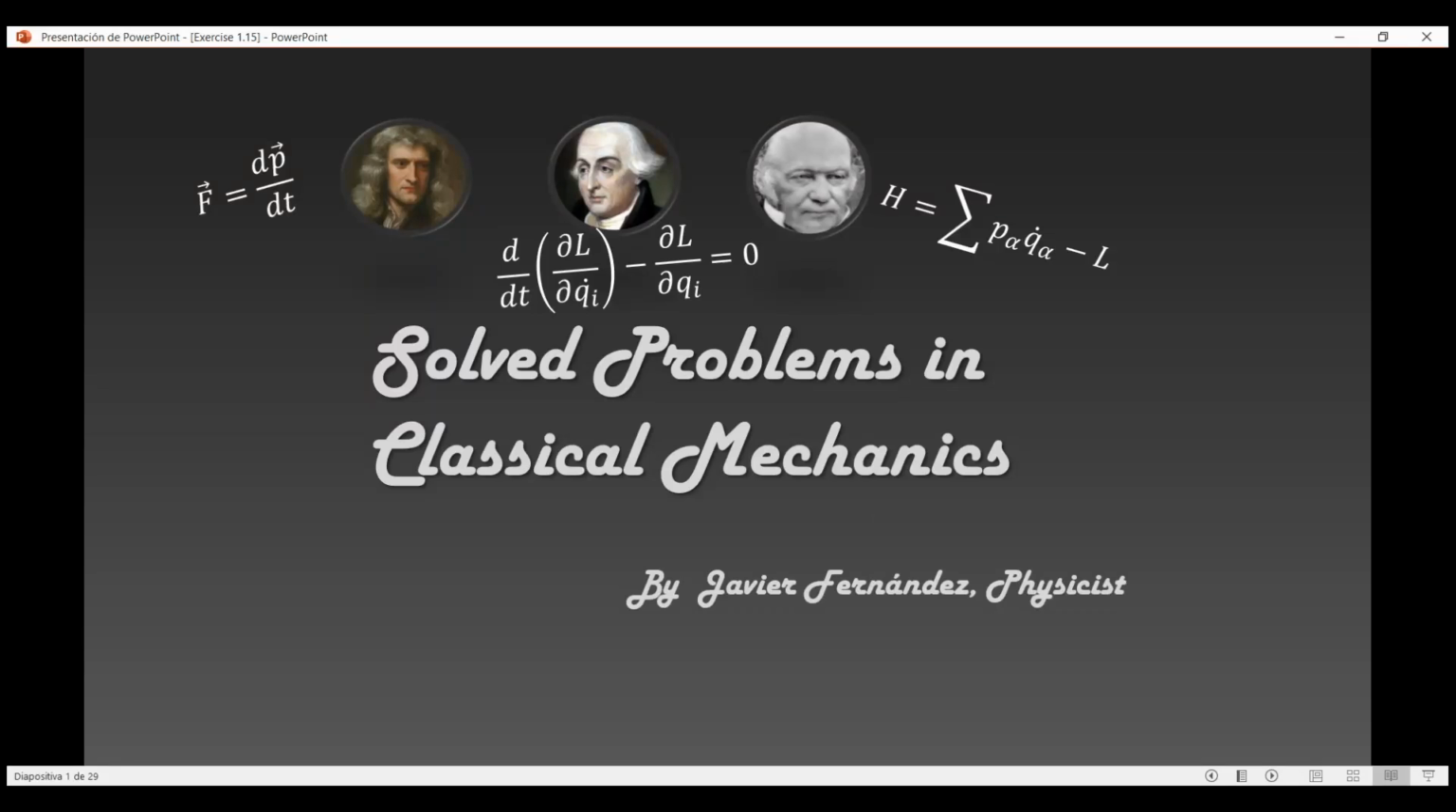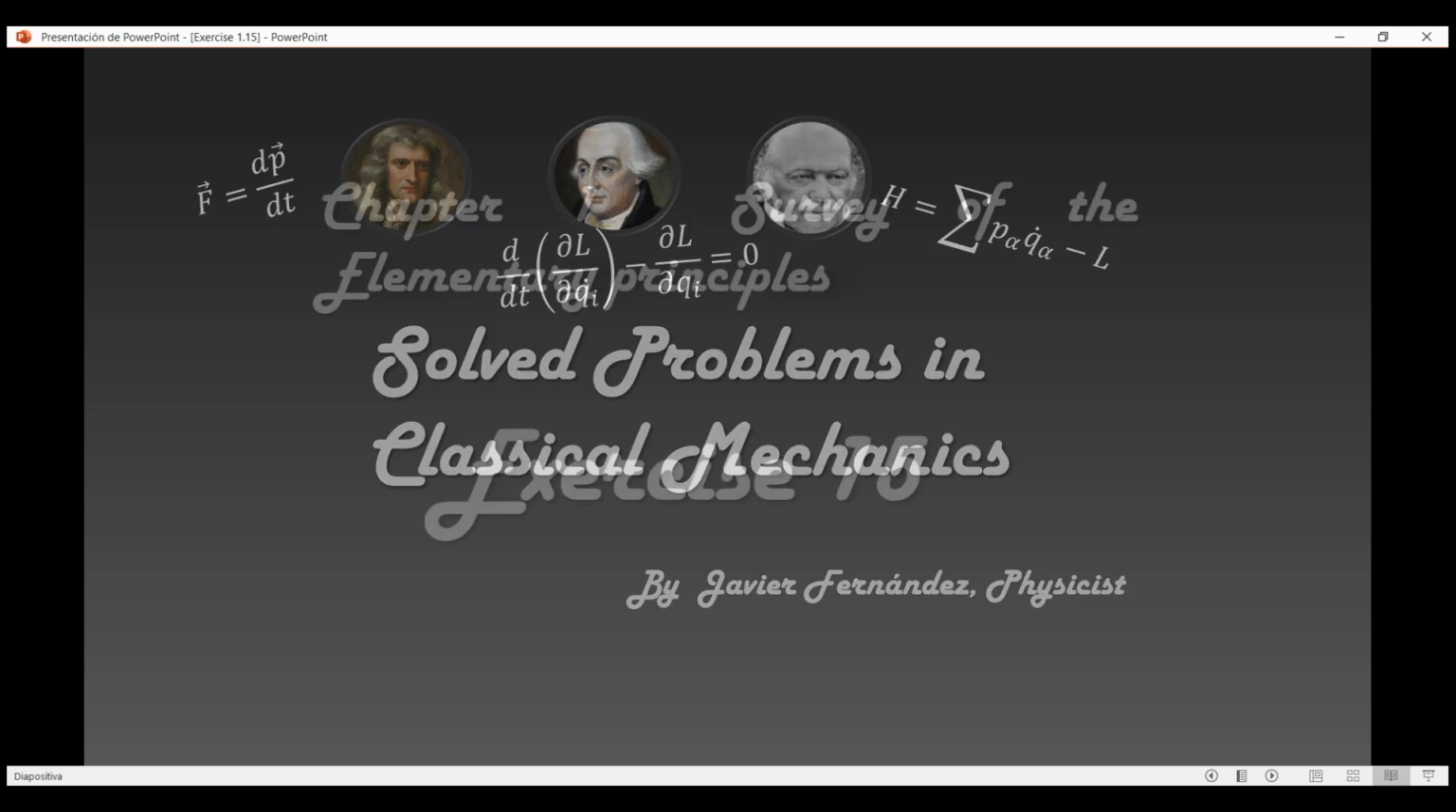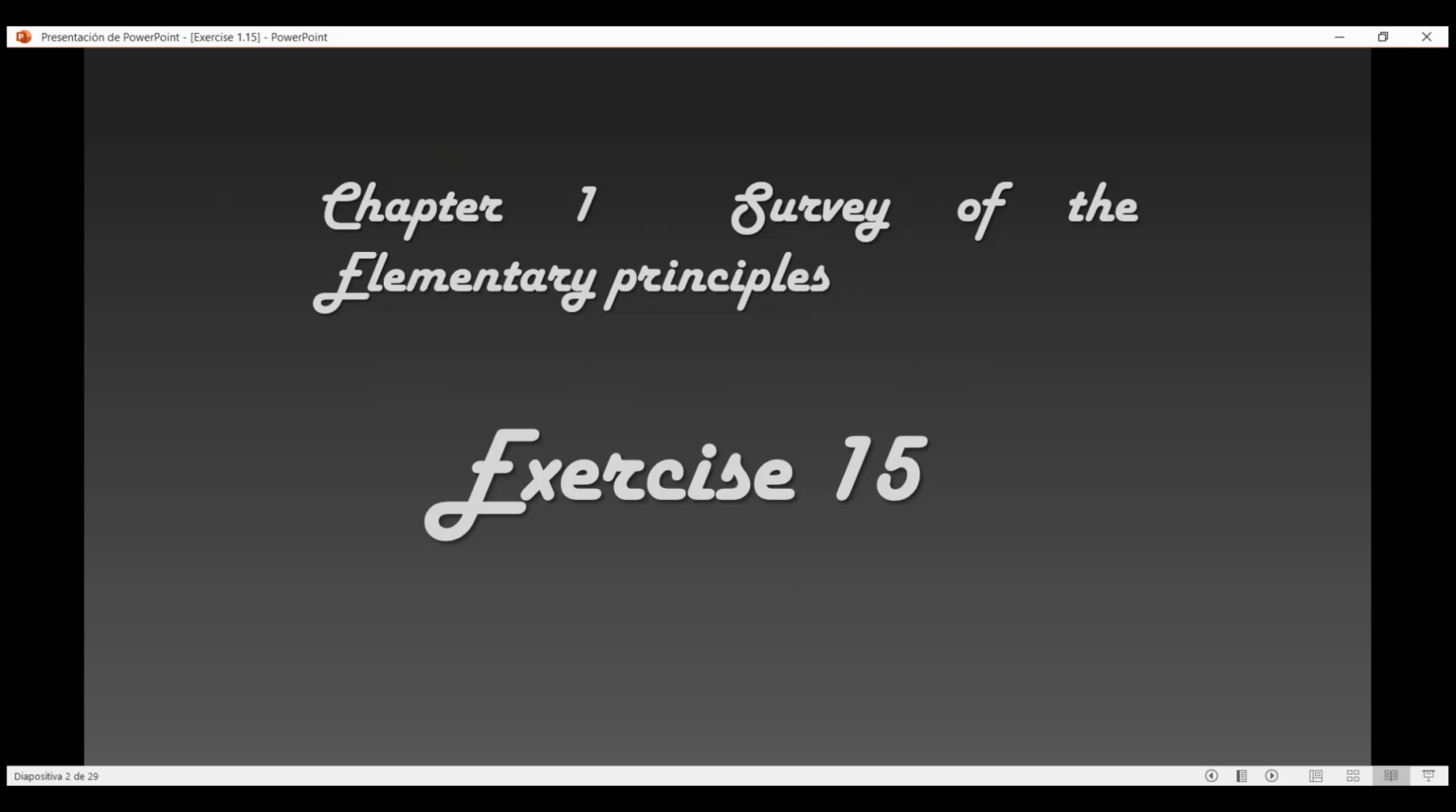Today I would like to bring you another problem from Herbert Goldstein's book Classical Mechanics. Specifically, we are going to solve problem 115 from the first chapter on fundamental principles. The main goal of this problem is to familiarize ourselves with the coordinate transformation between Cartesian and spherical coordinates.